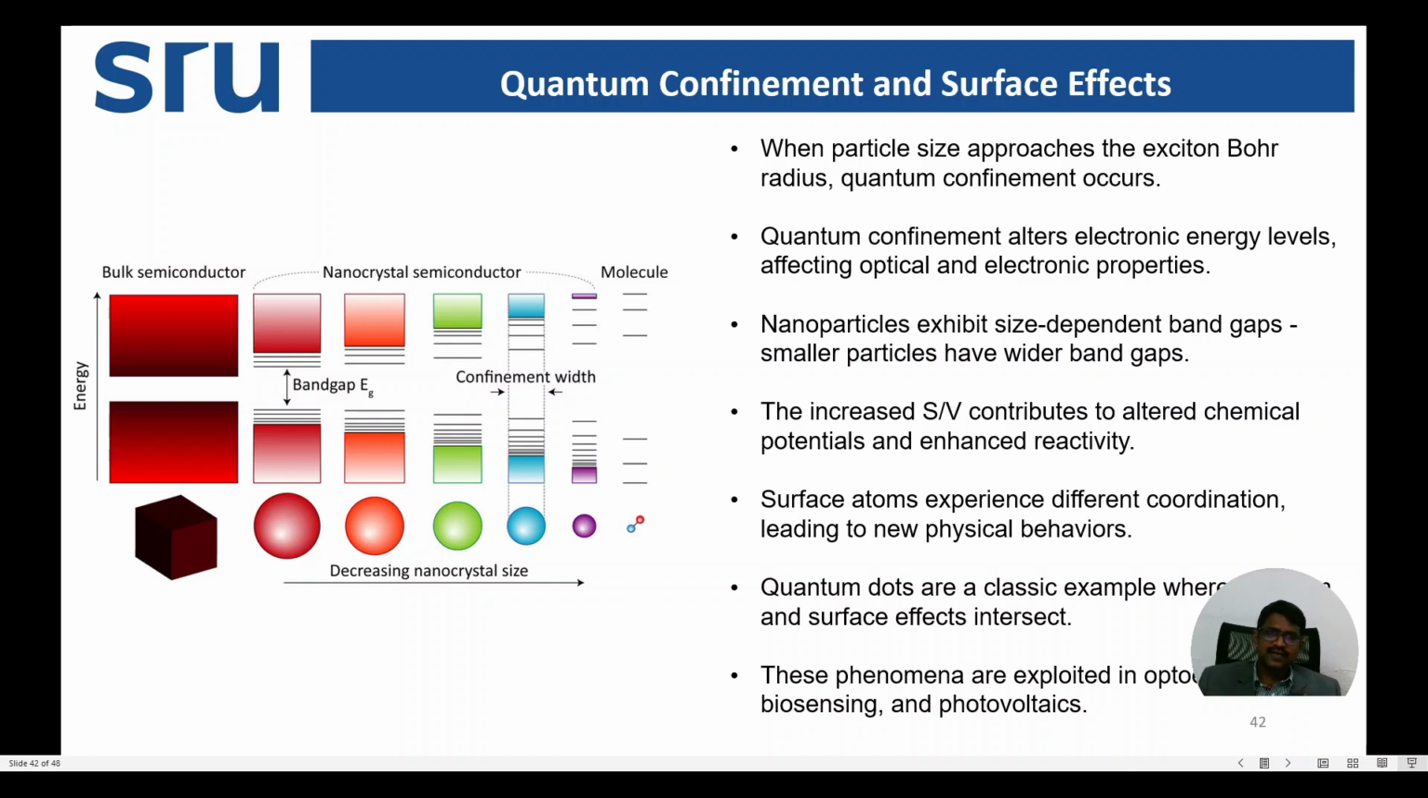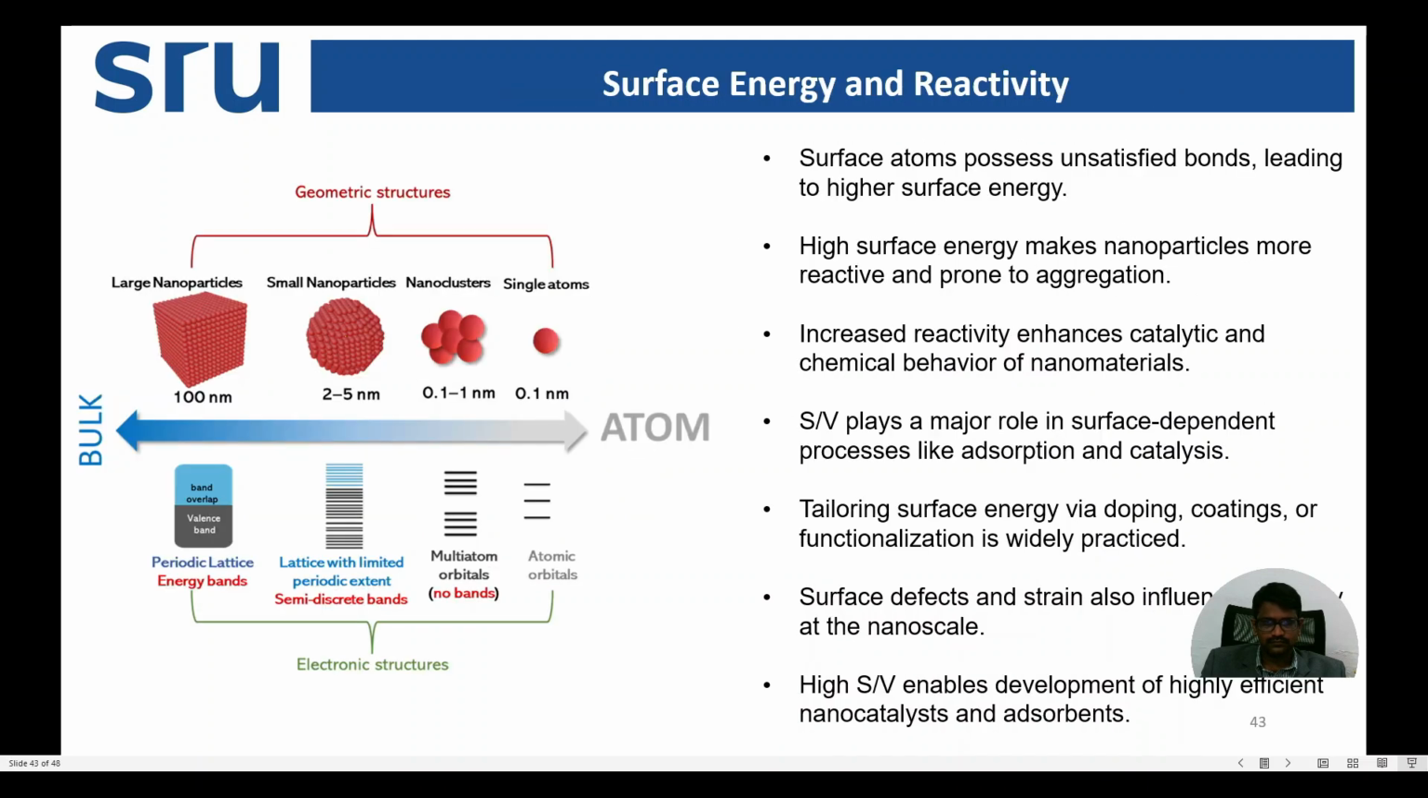To understand nanoscience, to understand the reasons for the different behavior of materials at nanoscale, we need to understand two things. One is surface to volume ratio, and the second one is quantum confinement. Now you understood what quantum confinement is, right? Quantum confinement means restriction of electrons to a certain region. So we'll go further. Surface energy and reactivity.